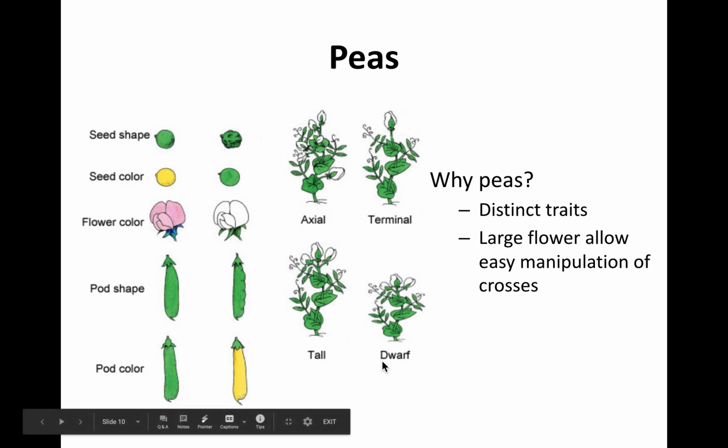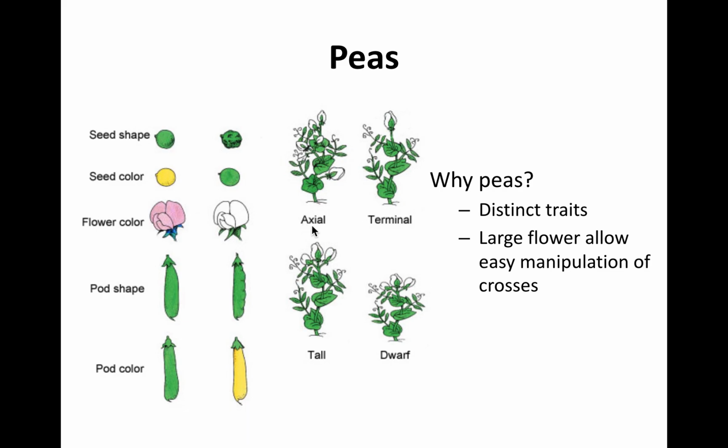Also, there was tall versus dwarf size plants. And the axial, the way that they grew, this one was considered axial, or this one would be terminal. So you can see this one has multiple buds coming off the axis, where this one had one.